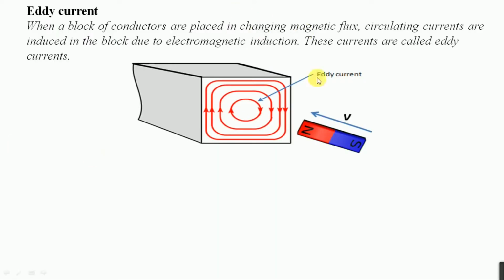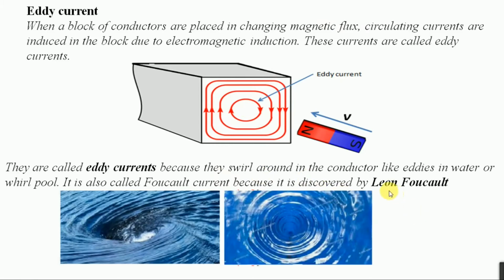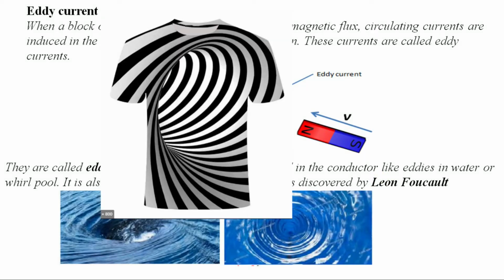So eddy currents are the circular currents which are formed in a metal block when the magnetic flux through the block changes, and they are called eddy currents because they are similar to the eddies or whirlpools which form in water. They are also called Foucault currents because they were discovered by Leon Foucault. Now I think the name of this t-shirt makes sense.